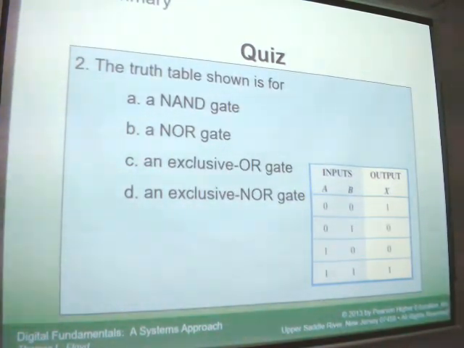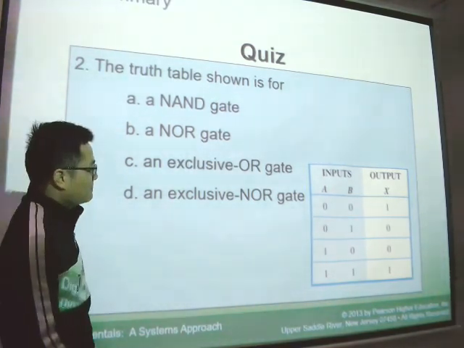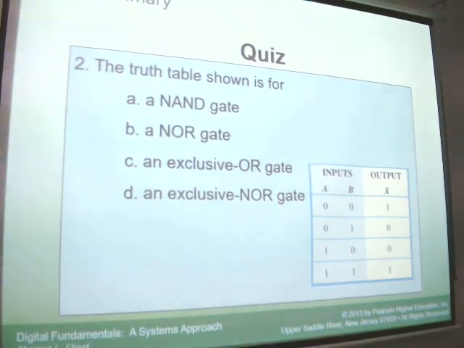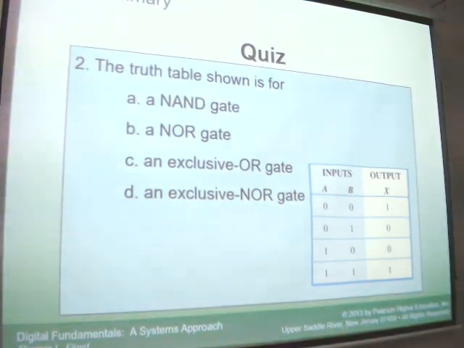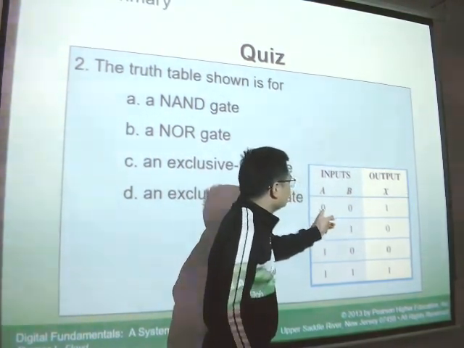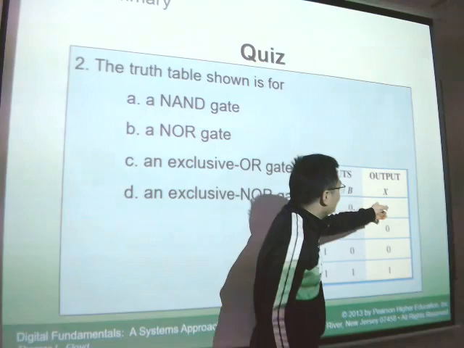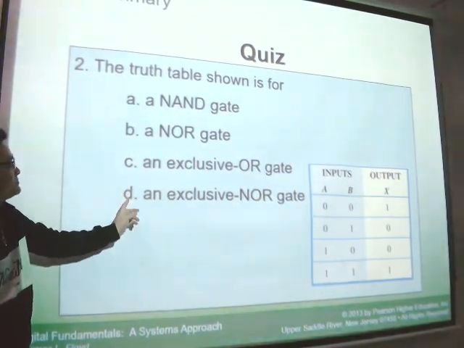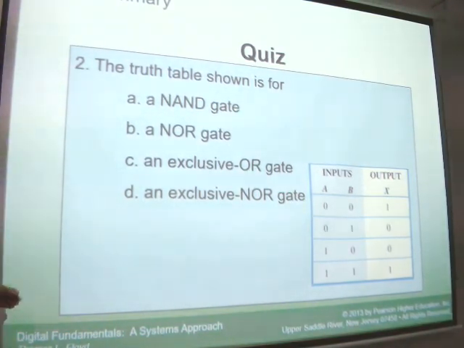The truth table is for an AND gate. No, not an AND gate. It is the exclusive NOR gate. Yes, because if A and B are equal, the output is 1. So it is B, the exclusive NOR gate.